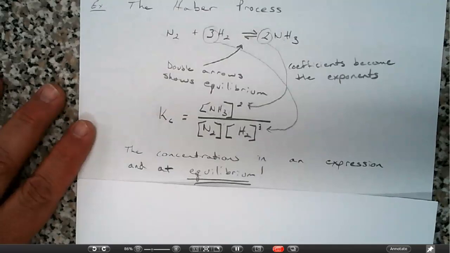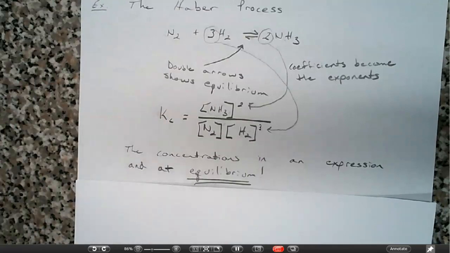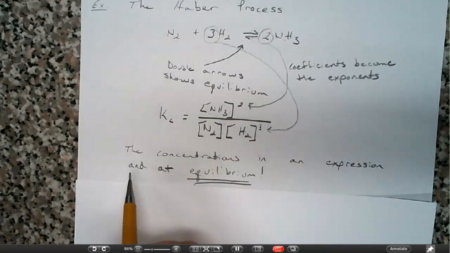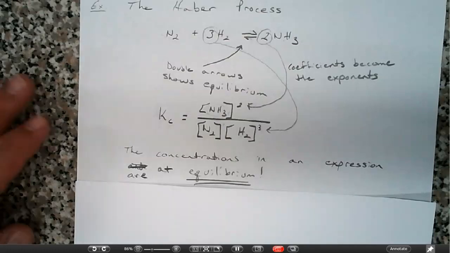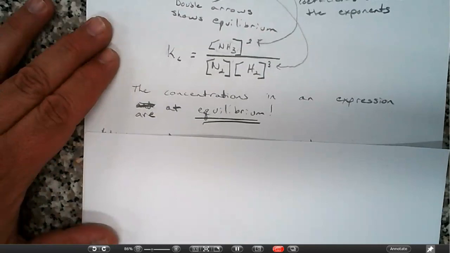So it says the concentrations in the expression are at equilibrium. So it means that if you're given initial concentrations, you have to ignore them and develop the equilibrium concentrations. And I'm going to show you how it's related, and then you can plug them in there for the mathematics.